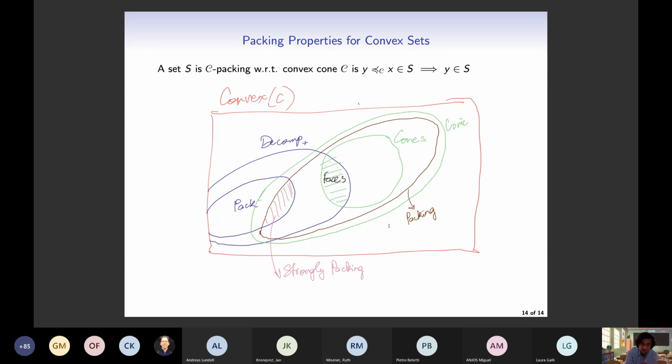Then this notion of packing that I've defined on top, intersected with what are called packs, gives you strongly packing. So this is basically a Venn diagram that tells you the relationship between cones, conic sets, and their packing properties. That's something we thought would be of independent interest, and we anyway needed this for our analysis of the properties of packing sets. So that was a nice aside that we got from this.